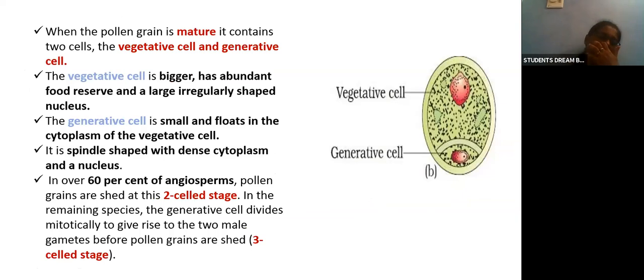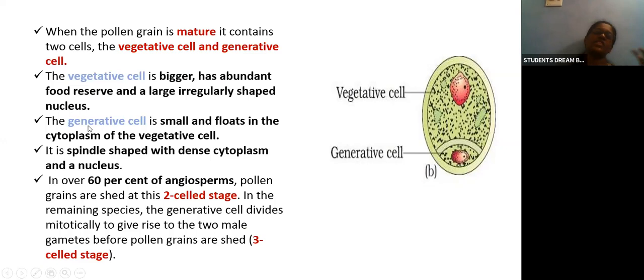Okay, so when this pollen grain matures, what will happen? It contains two cells. After maturation, it will have two cells, the vegetative cell and the generative cell. What is the vegetative cell like? It will be bigger. It will have abundant food reserves, a big size, and an irregularly shaped nucleus. So this is the vegetative cell. It is bigger, has abundant food reserves, and a large irregularly shaped nucleus.